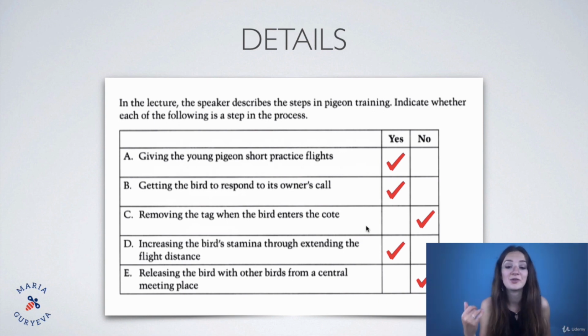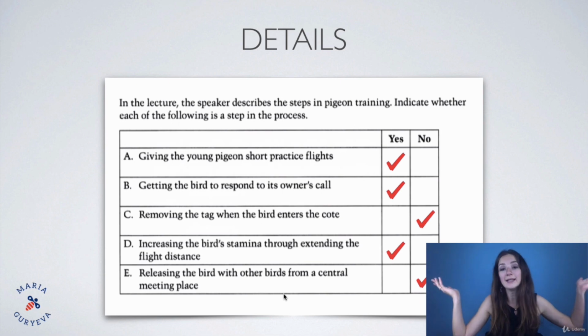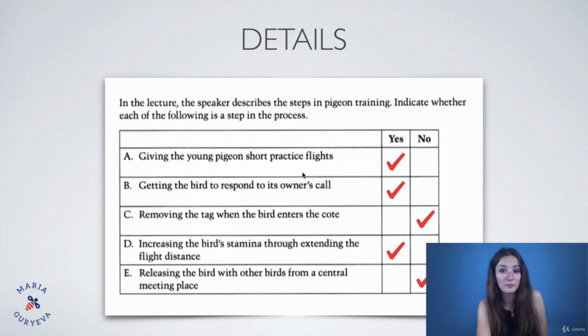And the same is true about releasing the bird with other birds from a central meeting place. Again, the bird didn't learn anything. It was just released. It wasn't a step of the pigeon training. So the steps of the pigeon training were just giving the young pigeon short practice flights, getting the bird to respond to its owner call, and increasing the bird's stamina by extending the flight distance. So these were the steps in the process.